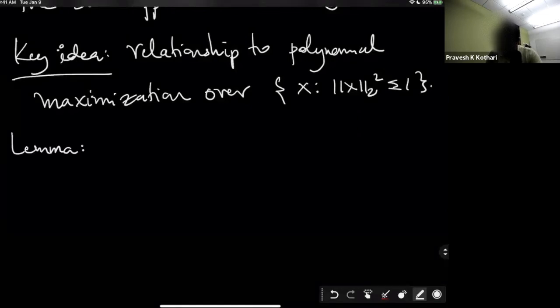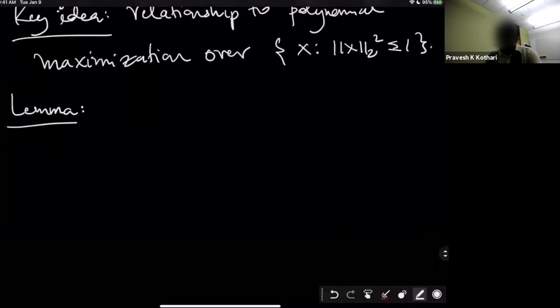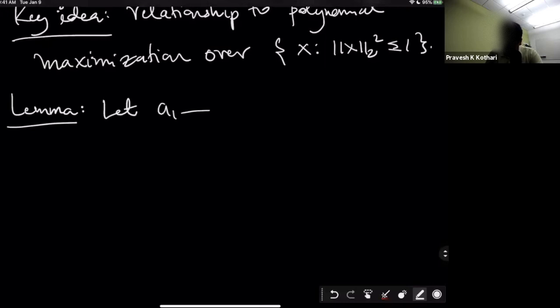Here's a lemma. It's a very simple lemma, but I'll write it out in full. Let A1 through AR, continuing to use A1 through AR, be orthonormal vectors in R^D.